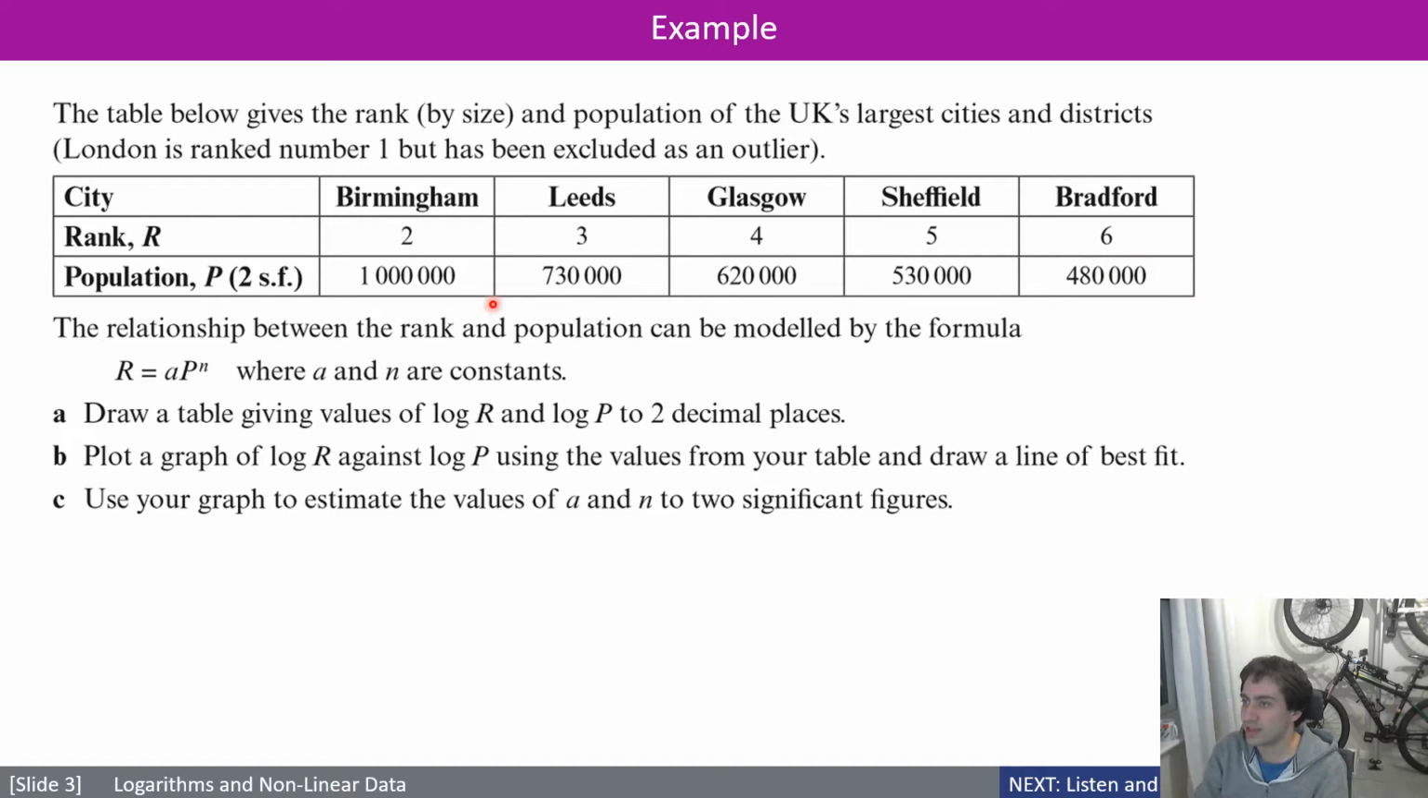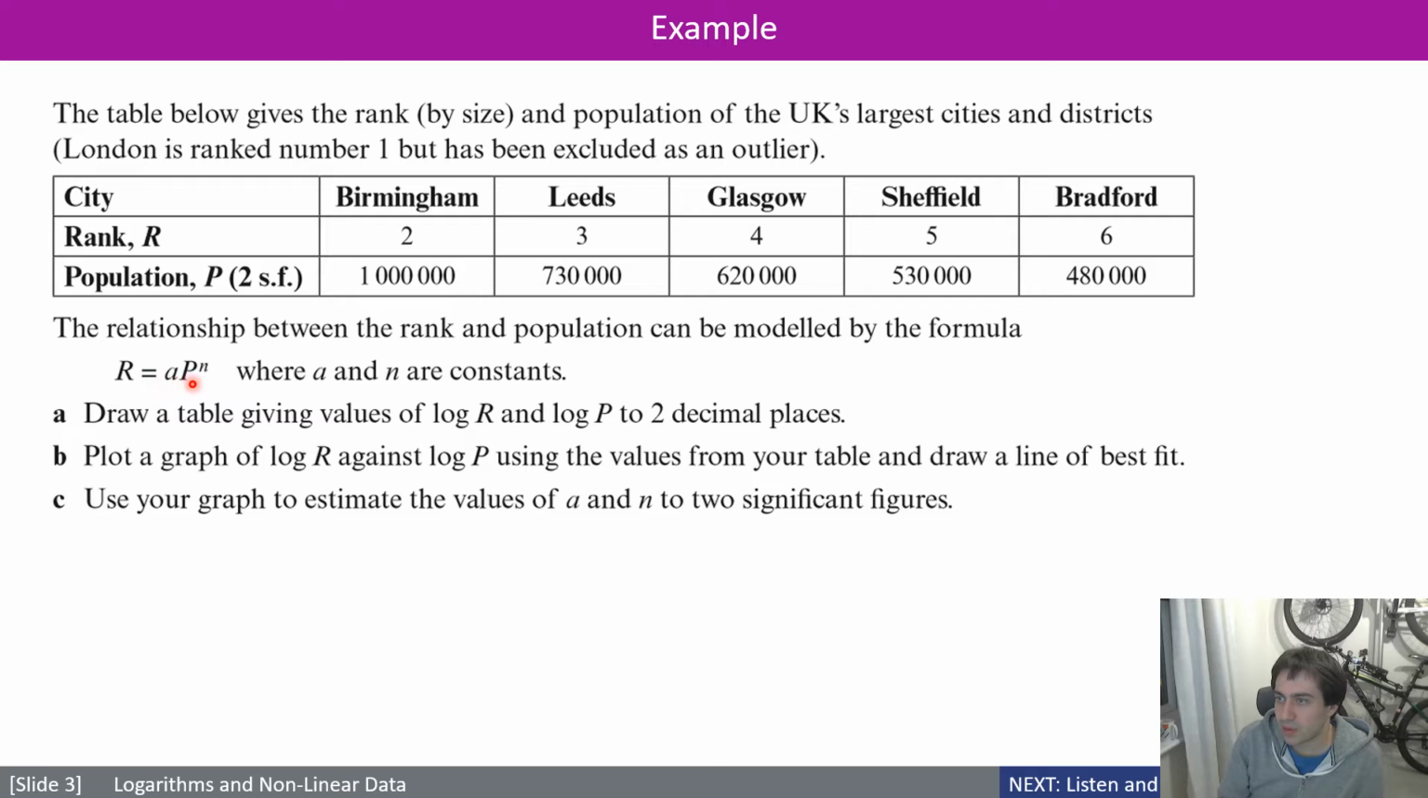So really, there's only one variable of interest, it's population. But what we're doing is turning it into bivariate data by pairing each population with its rank. Okay. So the mathematics doesn't change, but it's worth thinking about that it might seem odd initially to just pair it up with the rank, but that's why we're doing it. Okay, so the relationship between rank and population can be modeled by the following formula.